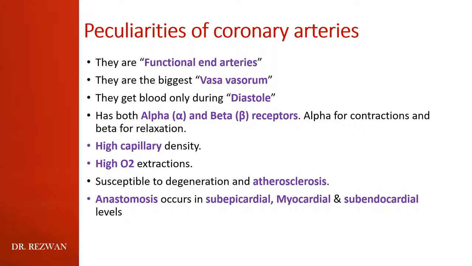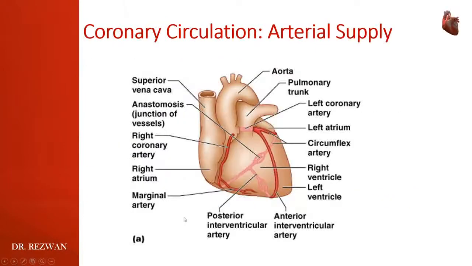They are susceptible to degeneration and atherosclerosis. That means atherosclerosis, the deposition of fat and calcium within the lumen of the coronary arteries, causes myocardial infarction, which is very dangerous. And also coronary arteries have anastomosis at three different levels: subepicardial level, that means very superficial, just below the epicardium, then in the myocardium, and even at the subendocardial level. So anastomosis is very profound in the coronary arteries. These are the peculiarities of the coronary arteries.